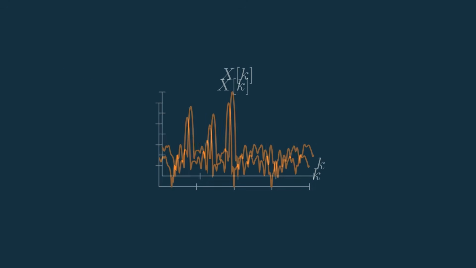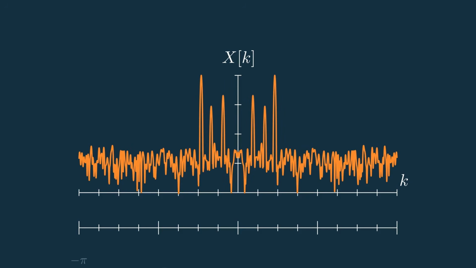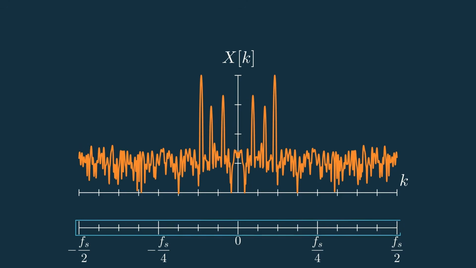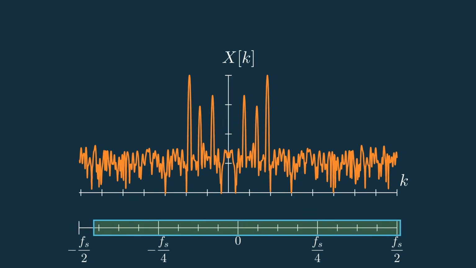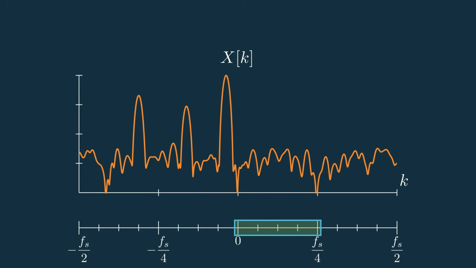where k is the index along the discrete frequency axis. If you're familiar with sampling, you'll know that this axis actually extends from negative pi to pi, or negative half the sampling frequency to half the sampling frequency. But for this, we won't look at the whole x-axis. We really just care about the positive frequencies, and many times just a subset of those positive frequencies.